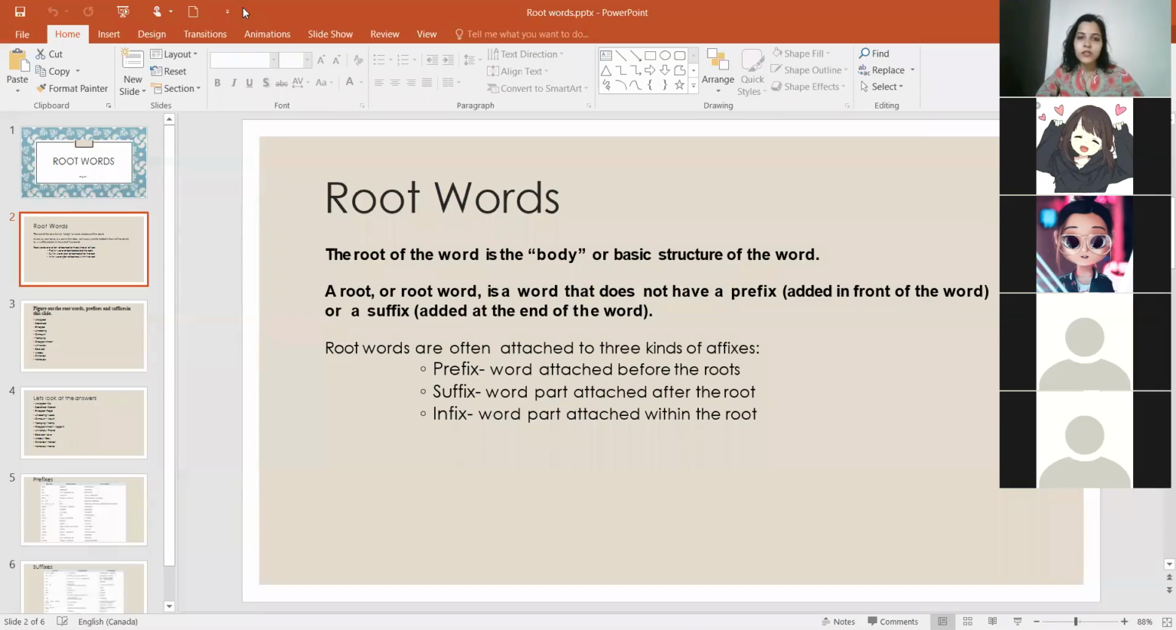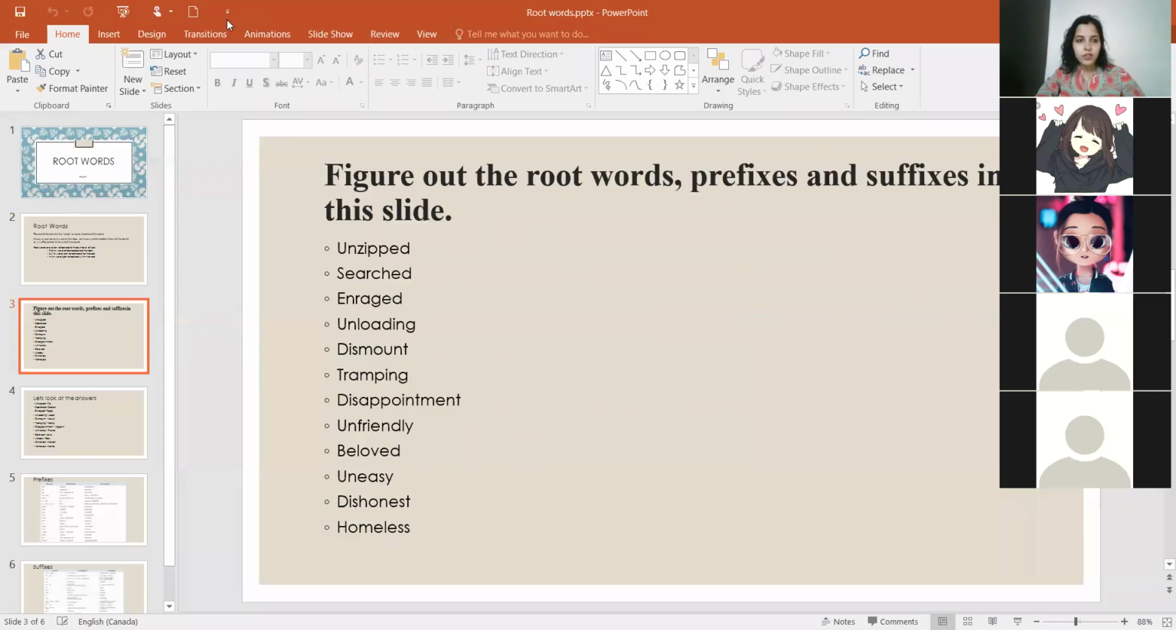You'll notice that there is one topic of root words in your syllabus as well. So you might be asked to identify the root word within a given word. I doubt if they'll ask you the prefix or the suffix. So here is an exercise for you. Now you're supposed to figure out the root words, prefixes and suffixes in this slide. Right, so you may respond through your audio or you may respond through the chat.